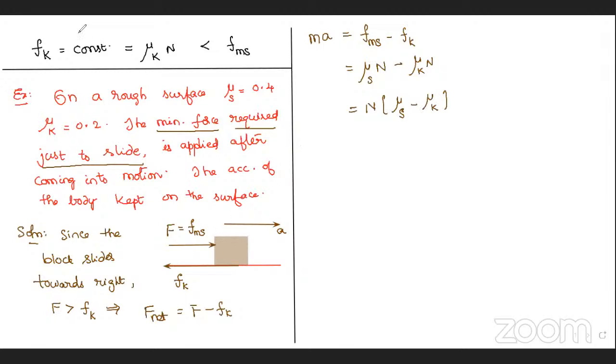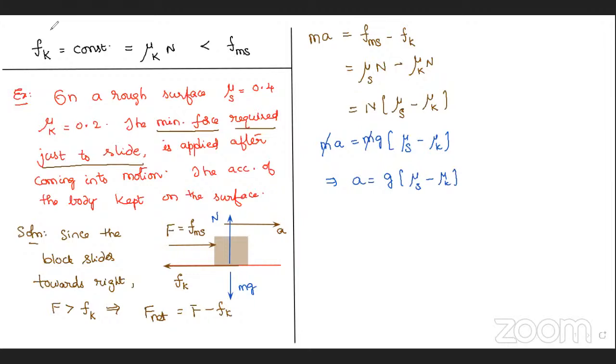On a horizontal surface, all of you know, N is balanced by whom? Normal reaction is always balanced by mg on a horizontal surface. So N on a horizontal surface, anybody can say, is equal to mg. So mg into mu S minus mu K equals ma. So m cancels. Now I got one shortcut formula: a equals g into mu S minus mu K.